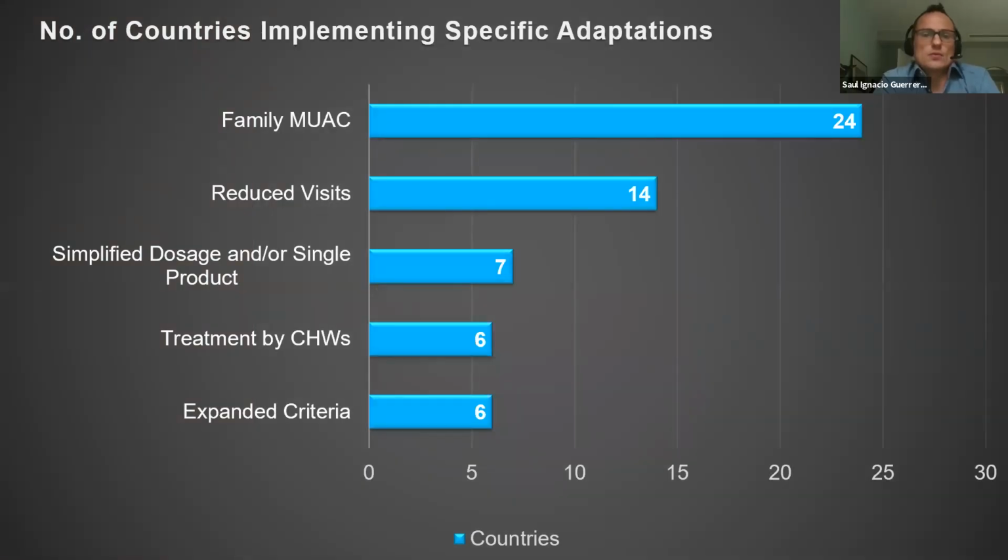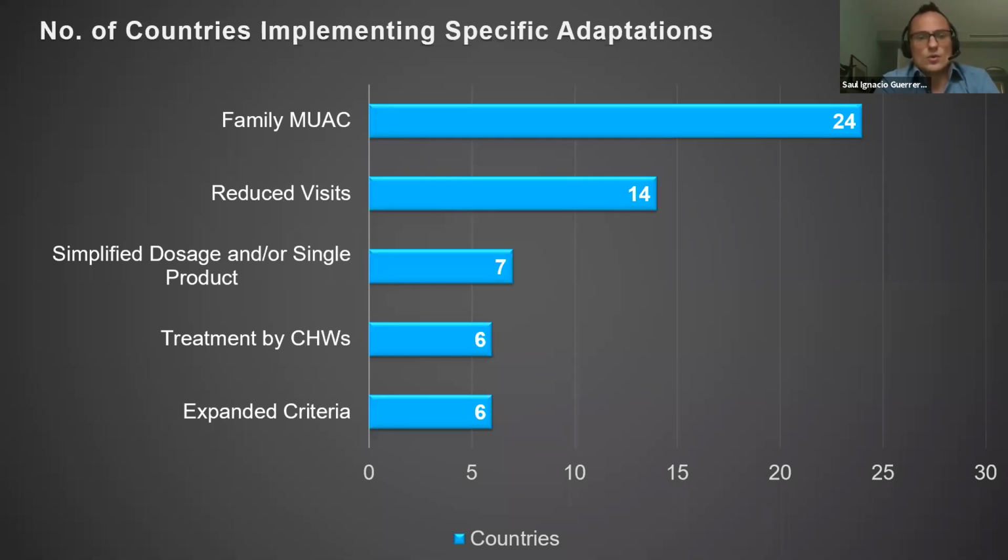Now, the other thing that we are starting to track and see is which type of adaptations. As Zita mentioned in the guidance, we really go through a range of adaptations for the early detection, prevention, and treatment. But some of these adaptations we're seeing take place or being introduced faster or at a larger scale than others. And so what this graph shows you is the number of countries that are implementing specific adaptations.